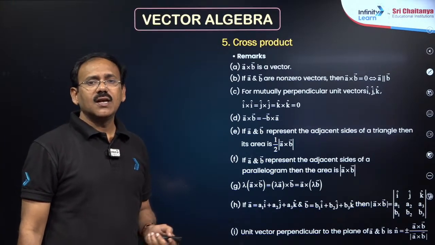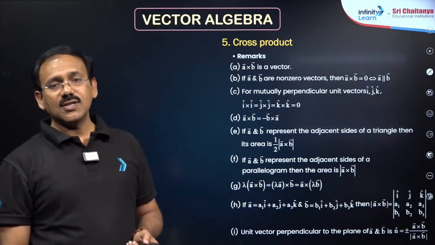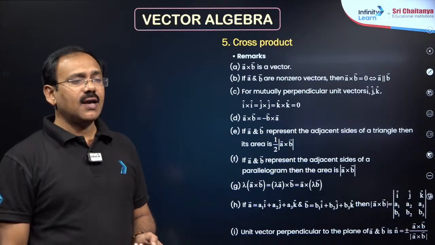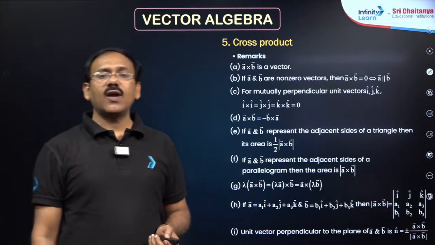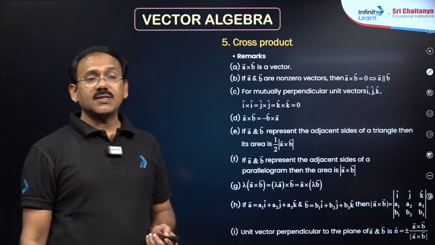A dot B means magnitude of A into magnitude of B into cos theta, which is a scalar. If 2 vectors perpendicular, that is equal to 0. A cross B means magnitude of A into magnitude of B into sin theta into n cap, where n cap is the unit vector.